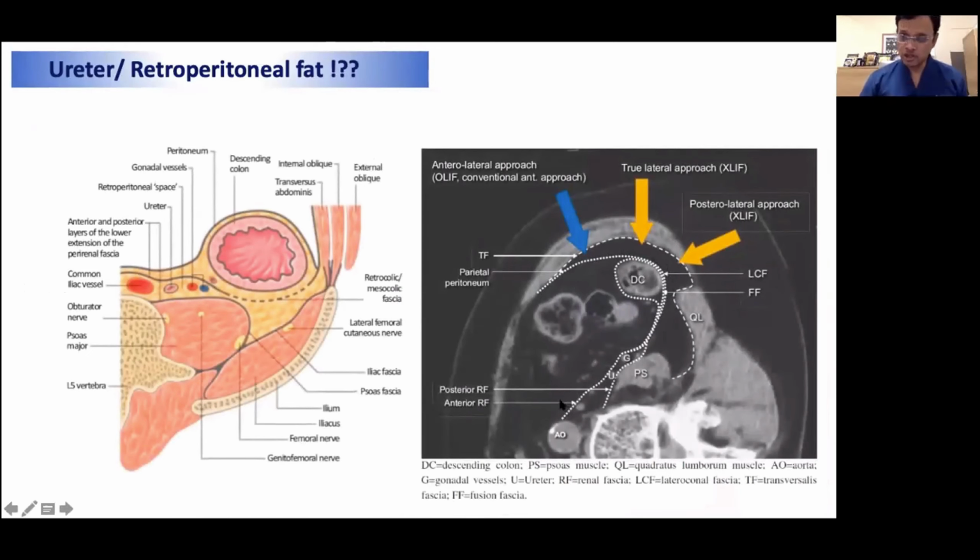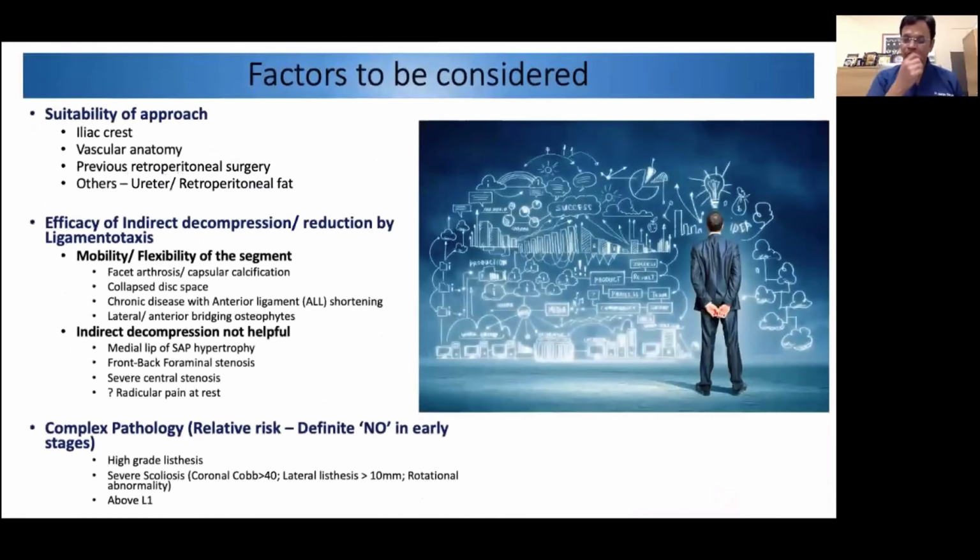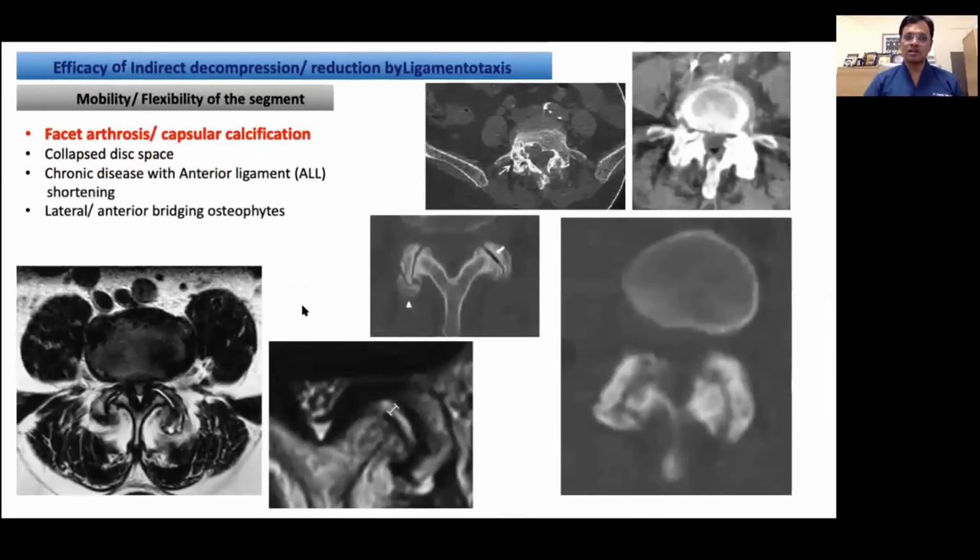So this is something that we need to take precautions, and we can find out. The second category, which is a very important category, is the efficacy of indirect decompression, whether we are actually selecting OLIF in the right case as far as the pathology is concerned.